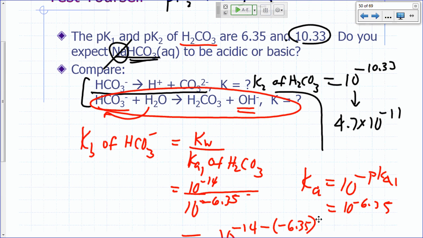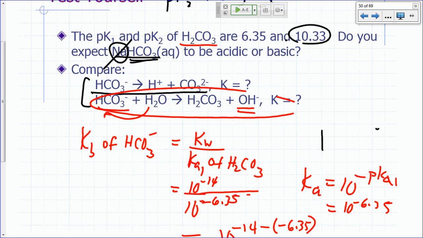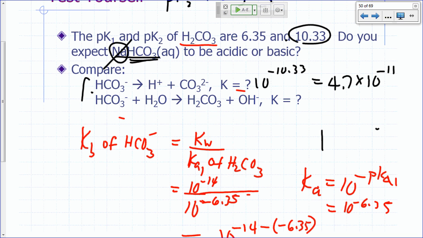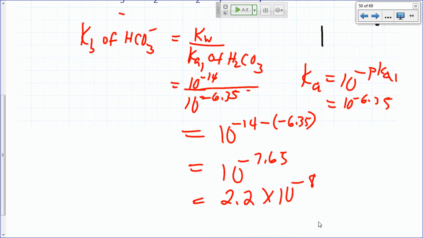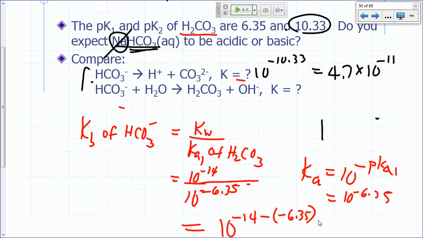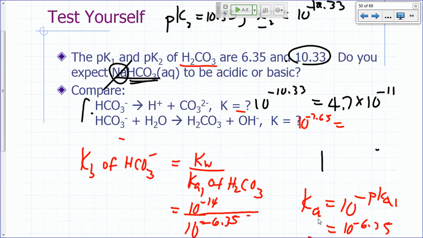Okay, so here we are. We figured out our KEQs. This one is 10 to the negative 10.33, or what was it? You have a number for me? What is it? 4.7 times 10 to the negative 11. Okay. And the second one, we just figured out, that's the Kb. And that is what? 2.2 times 10 to the negative 8, right? So it's 10 to the negative 7.65, which is the same thing as 2.2 times 10 to the negative 8.